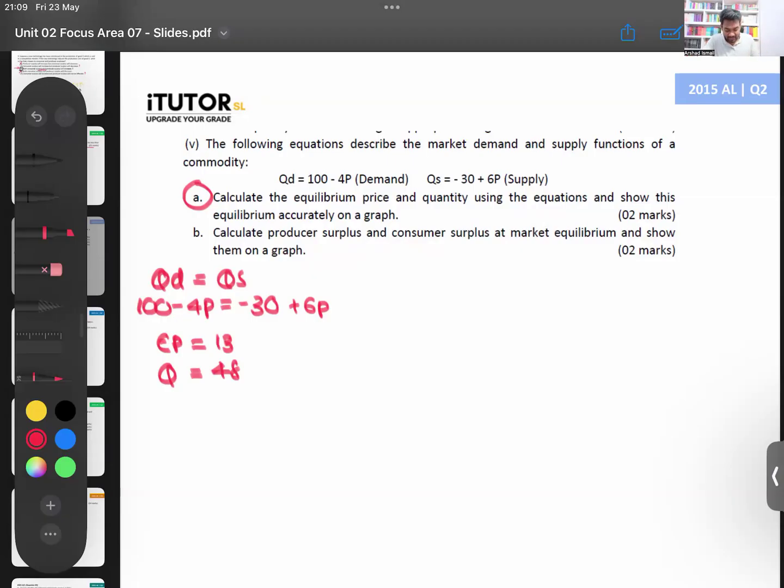Now you have to show this on a graph. Now, to draw a graph, you have to choose a scale. So always remember, I'll just show you this. When you're drawing this on graph paper, remember, your equilibrium is like the middle point. So that price 13, quantity 48 has to be like the middle point of your graph.